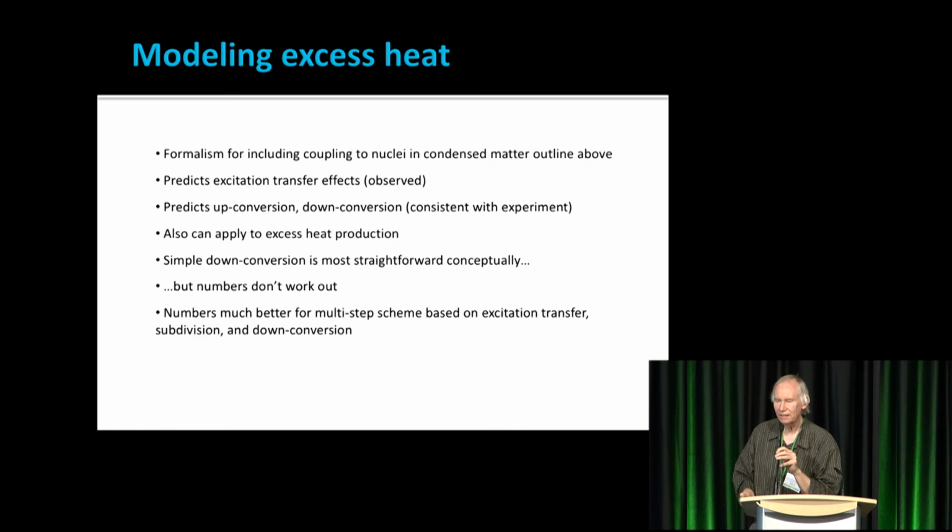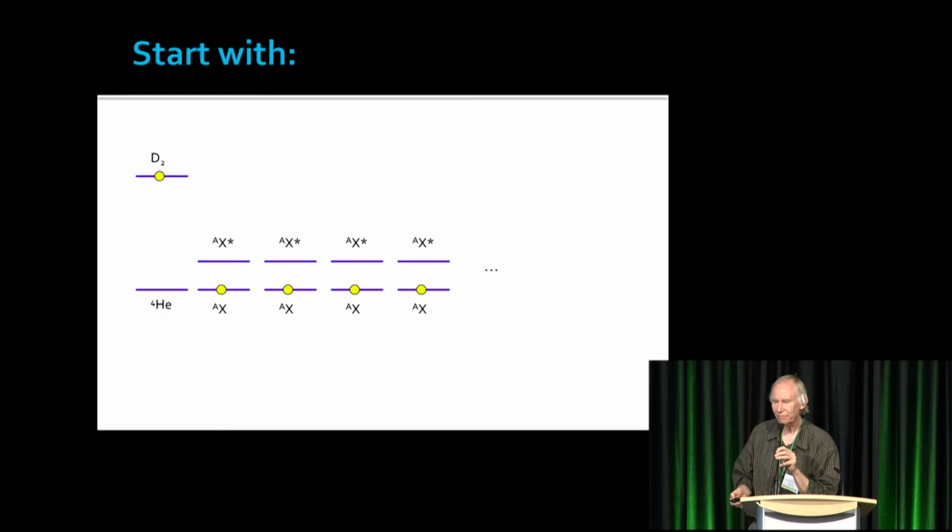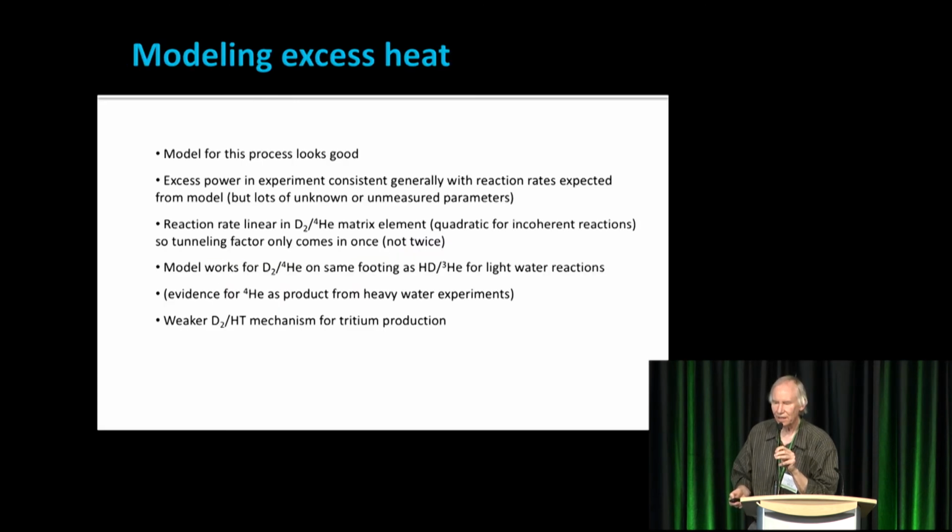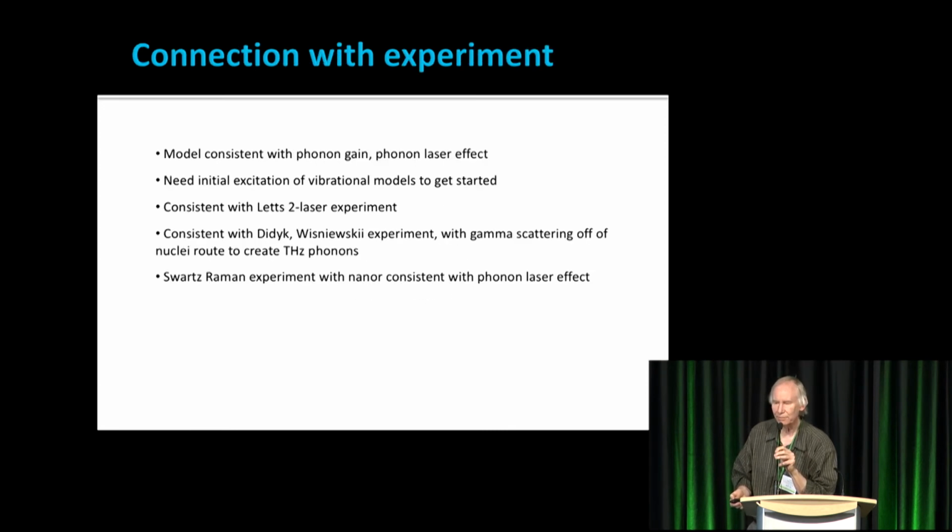For excess heat, the first thought was to try straight down conversion. The numbers didn't work. So a fancier approach is one that involves subdivision. Started out with a D2 to helium-4 transition. We got 24 MeV. Instead of trying to break that up into lots of phonons, we break it up into lots of excitations at lower energy, and then have these convert their vibrational energy to the lattice. This approach will work for HD going to helium-3, and D2 going to HT for tritium production in Tom Claytor's early palladium-D experiments.